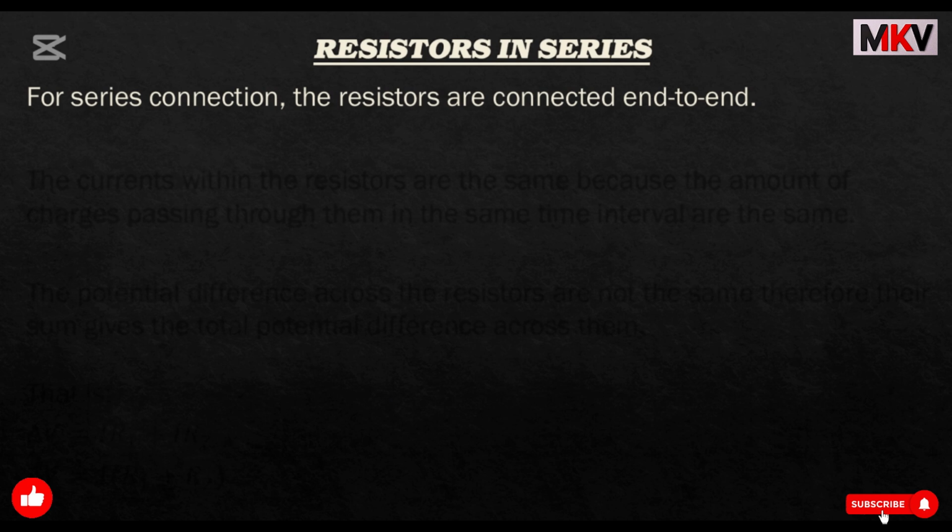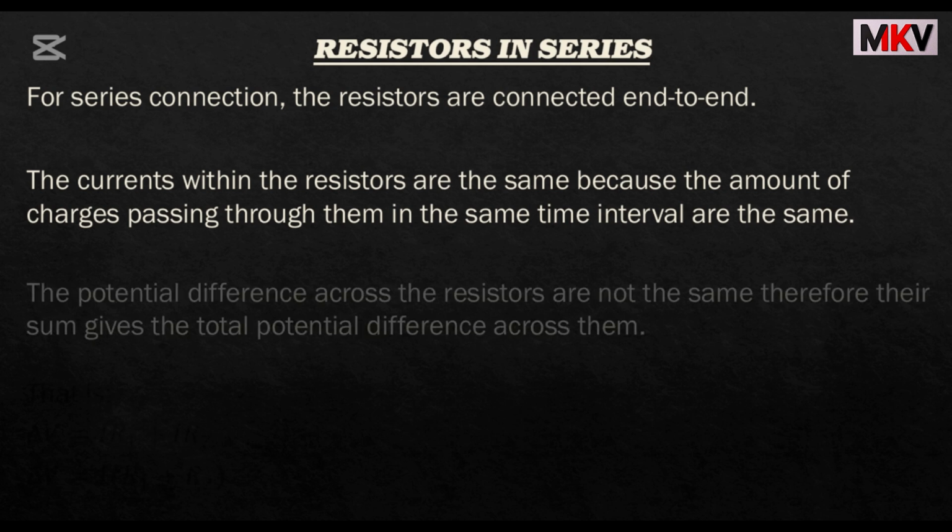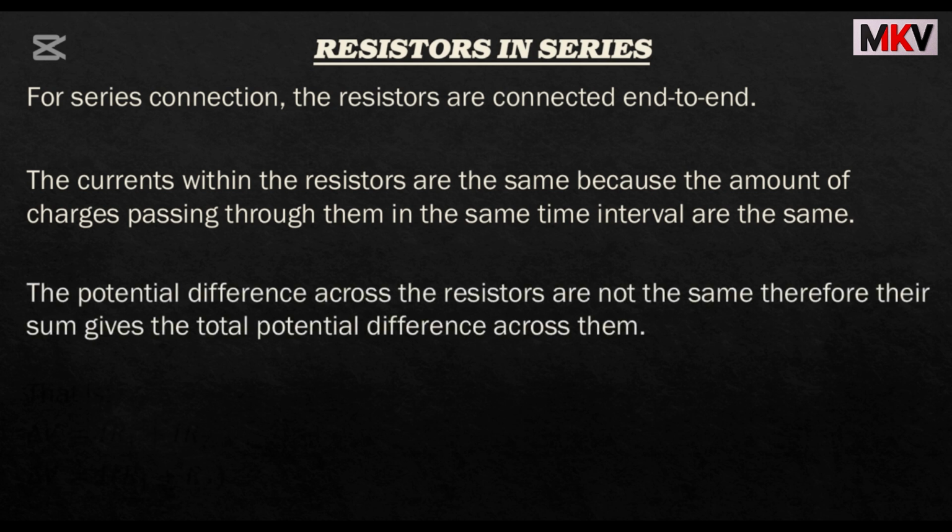Now we will talk about connections of the resistors in the circuit. The first connection we'll talk about is the series connection. In the series connection, the resistors are connected end to end. So they are connected in line from one end to the other. The current within the resistors is the same because the amount of charges passing through them is the same. In the same time interval, the amount of charges passing through all the resistors is the same. And the potential difference across the resistors is not the same. Therefore, their sum gives the total potential difference across them.